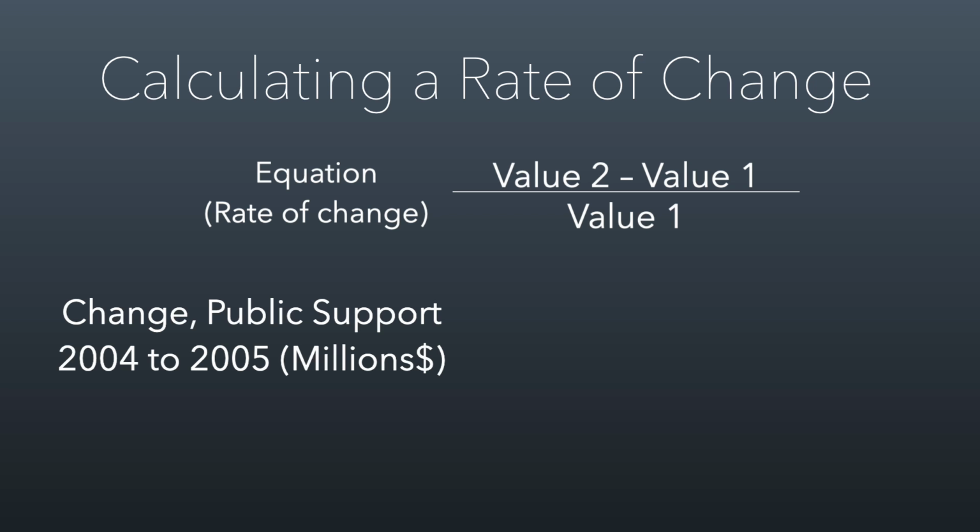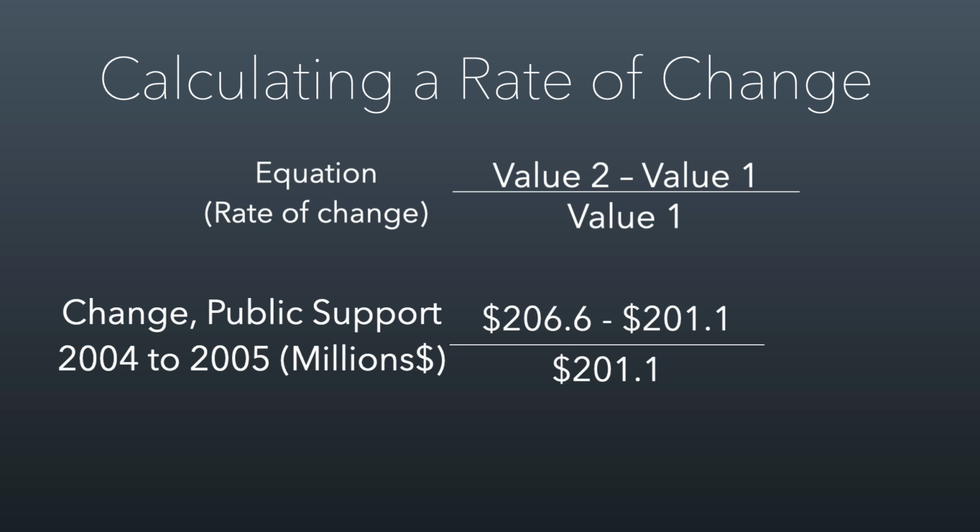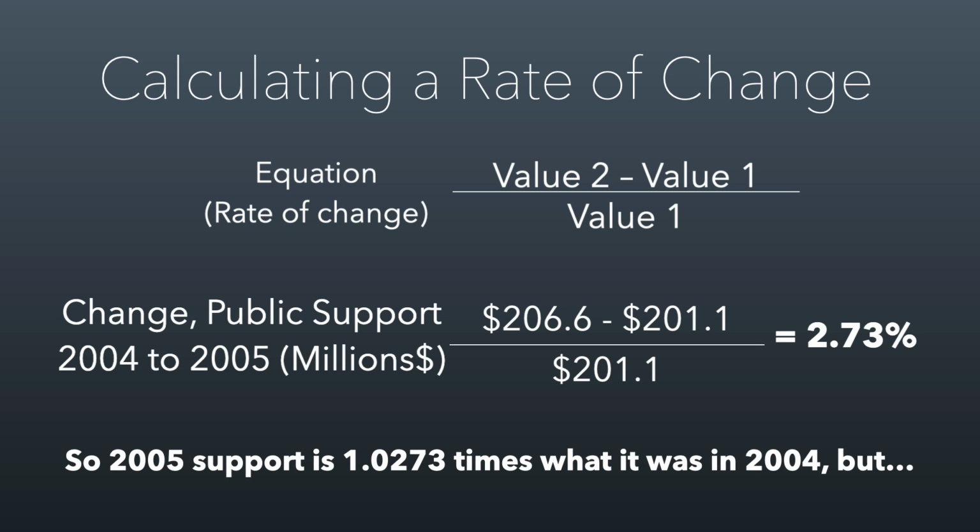So if we look at how much public support changed from 2004 to 2005, we would take the 2005 number, subtract 2004, divided by 2004, and this will give us the percentage change. So from 2004 to 2005, public support grew by 2.73%. So that means the 2005 support is 1.027 times higher than what it was the previous year, right? Except that's assuming that the value of a dollar stays consistent during that time period, which it doesn't.